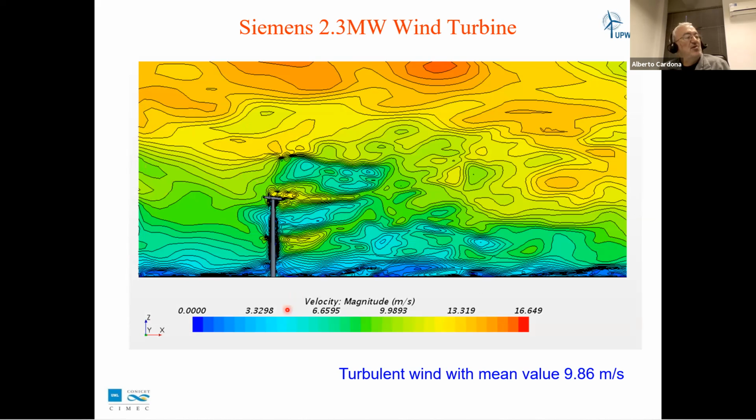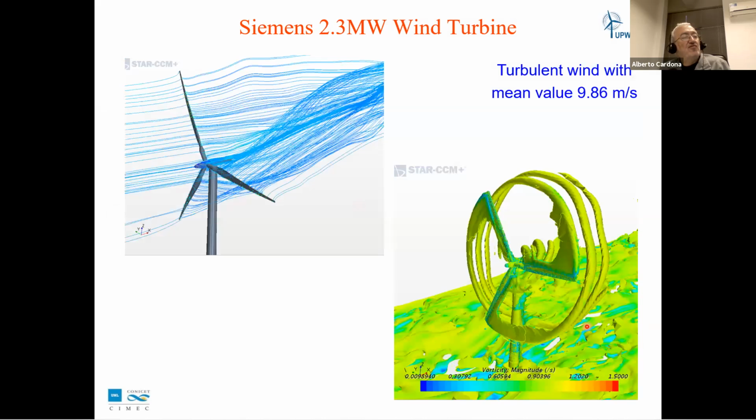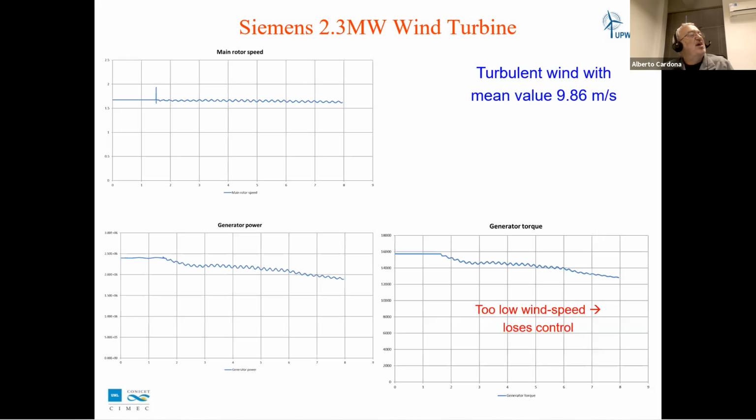Here we see a plot of a turbulent wind around the wind turbine, which is here, and the mean value at the hub height is 9.8 meters per second. So this is a view of the flow. We see now the influence of the turbulence. This is a very high turbulence condition.